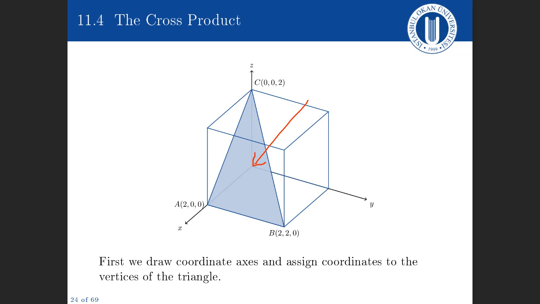And then I can see coordinates for the 3 corners of the triangle. This corner, corner A, must be at 2, 0, 0. Corner B must be at 2, 2, 0. And corner C must be at 0, 0, 2. Then what we're going to do is take 2 vectors. I'm going to choose the vector AB and the vector AC. I'm going to take the cross product of these 2 vectors, calculate the norm of their cross product, and then divide by 2 to get the area of this triangle.